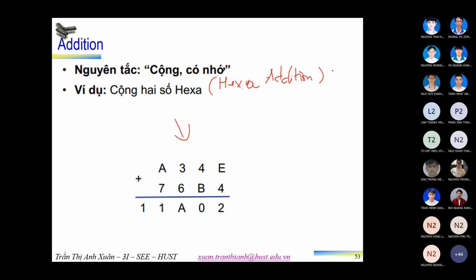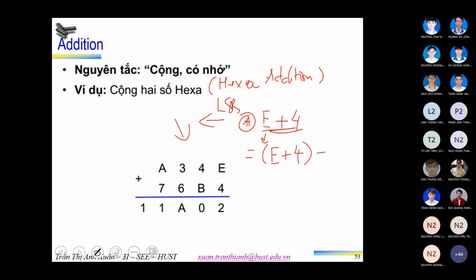So for the hexa addition, first we perform from the LSB. Here is the first step. We have each character, the E and the 4, so the sum equals 18. That sum, E plus 4 minus the hexa base, which is 16, gives the result 2, and of course the carry out here is 1.